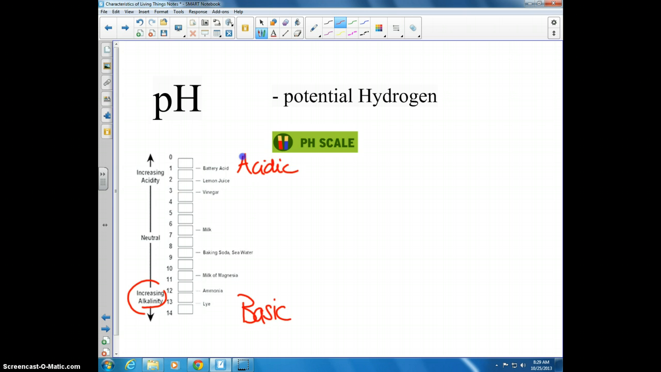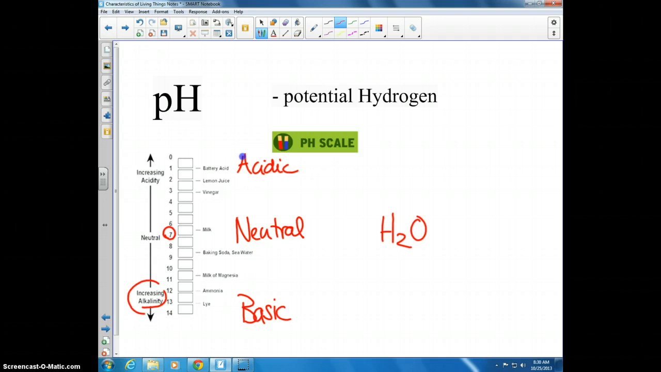So, right in the center of this scale from 0 to 14 is the number 7. And what is so important about the number 7? 7 is neutral. What is the only neutral substance that we know about on the face of the earth? Water. Water is the only neutral substance. Water is made of H2O, or 2 hydrogens and 1 oxygen. Do you see that per molecule of water?